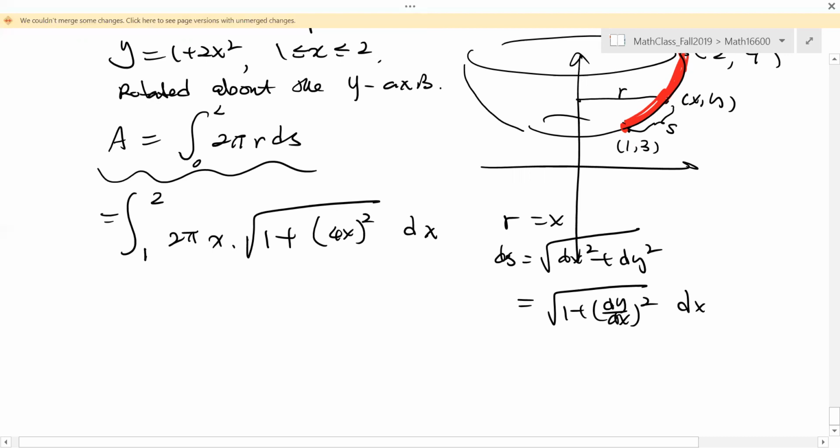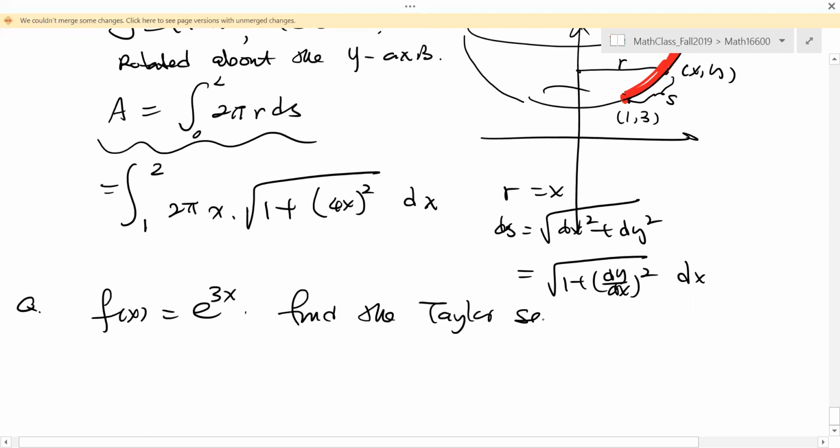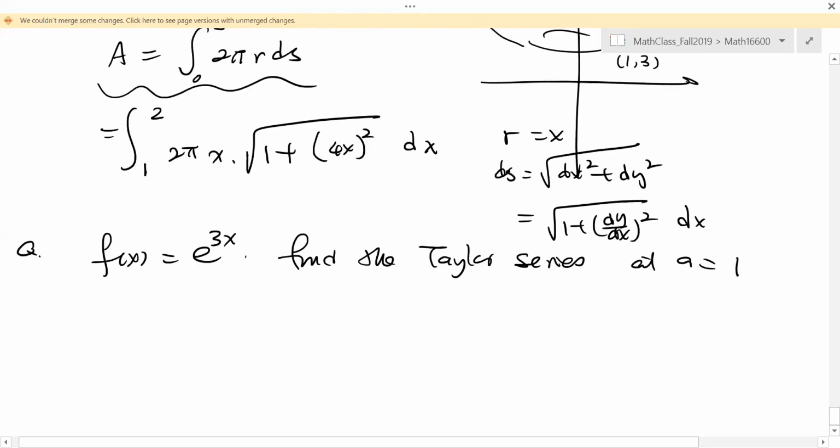All right, so the last problem is f of x equals e to the 3x. Find the Taylor series at a equals 1. All right, at a equals 1, not a equals 0. And the Taylor series, for this one, we designed it like that. You can find the derivative, but it's not easy.